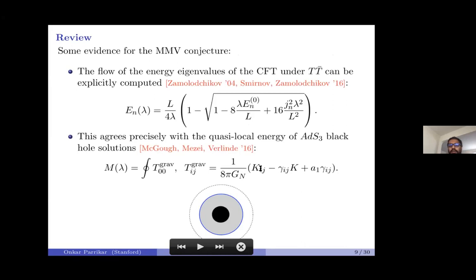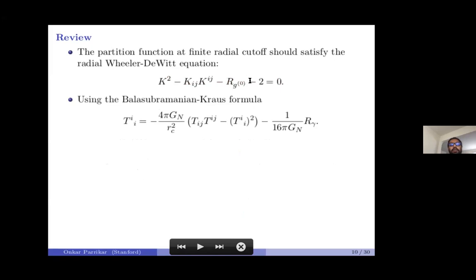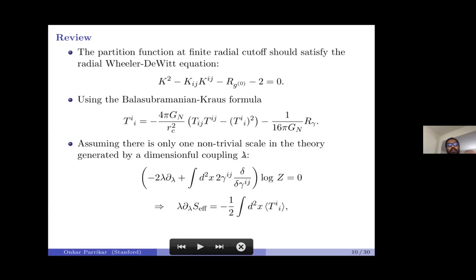this is the Balasubramanian-Kraus formula, which relates the stress tensor to the extrinsic curvature. Now you take this and plug it back into the Wheeler-DeWitt equation, and what that gives you is that the trace of the stress tensor is equal to some coefficient times precisely the same operator, the T-Tbar operator, the usual trace anomaly. Now, if you further assume that there is only one dimensionful scale in the theory along this flow, which would be the case if you start with a CFT at the asymptotic boundary and you flow inwards, then the only dimensional scale in the theory is the coupling lambda.